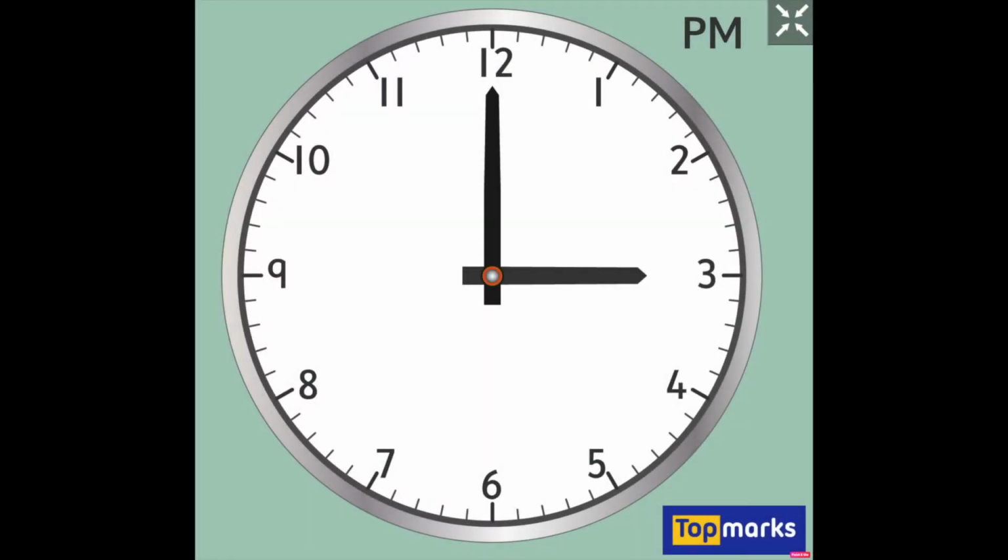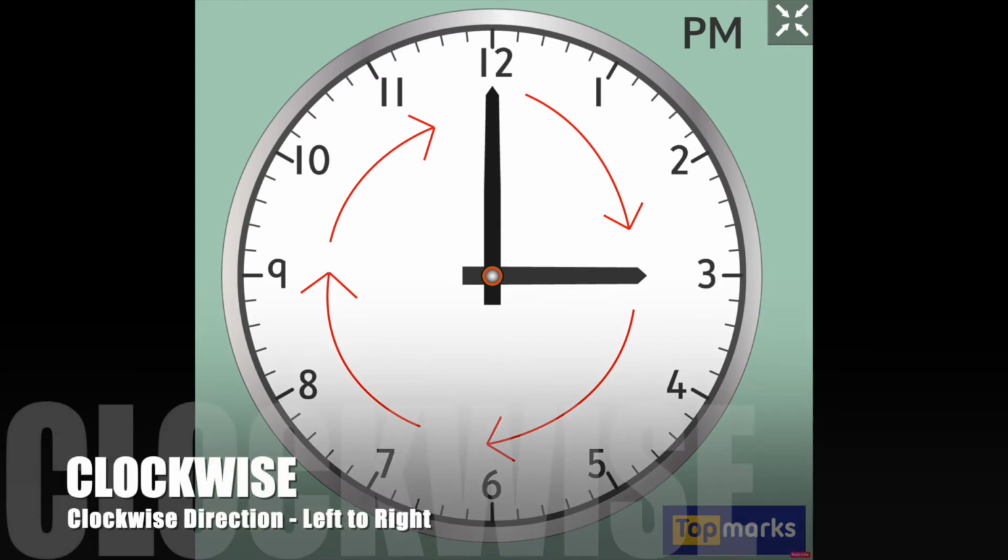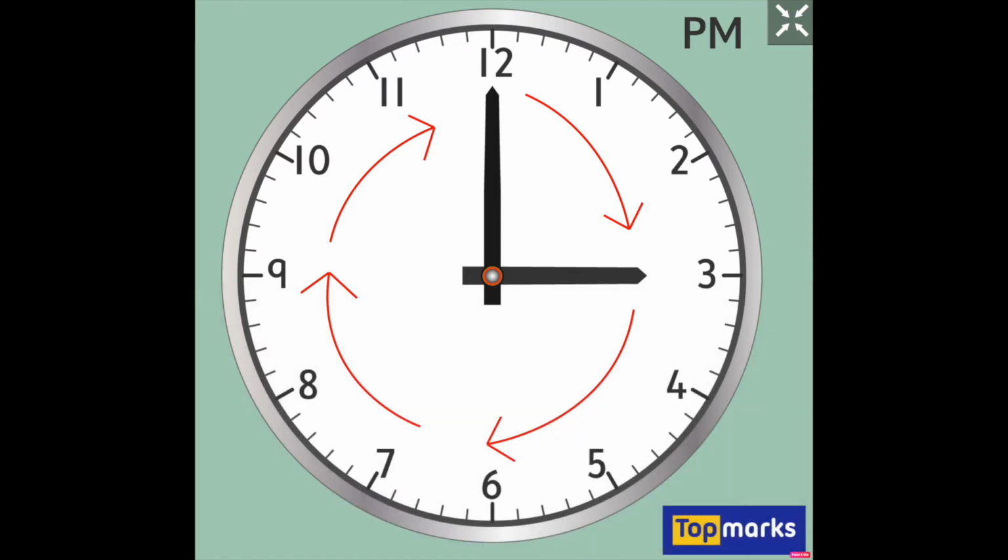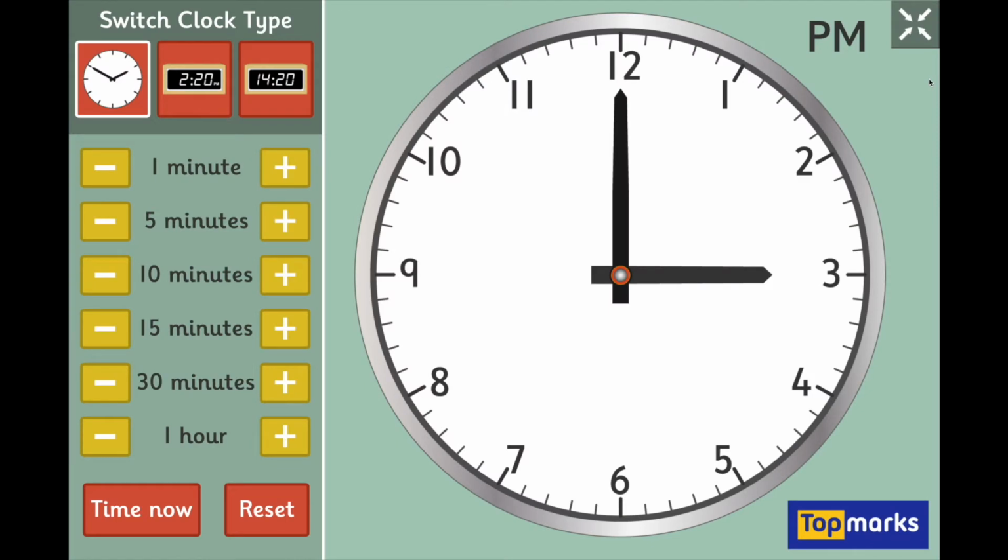Okay, first things first. When the clock hands move, they always move in a clockwise direction. That means from left to right. These arrows in the picture are showing the direction that the hands always move. They never move backwards because time doesn't go backwards, only forward.